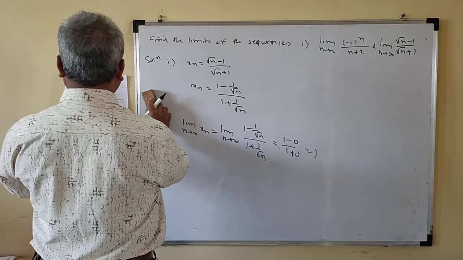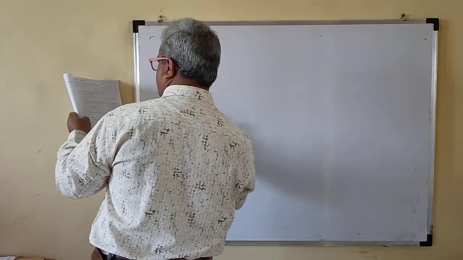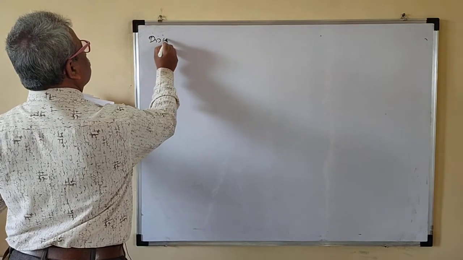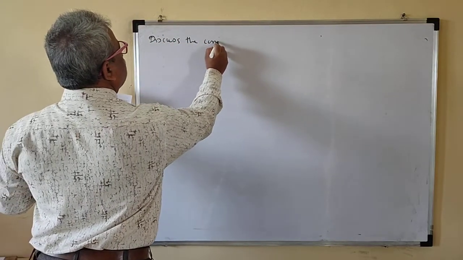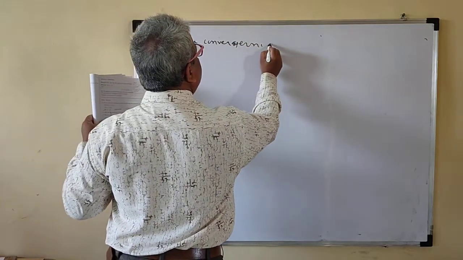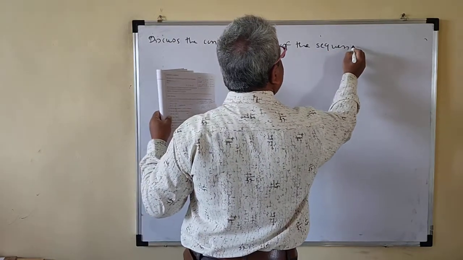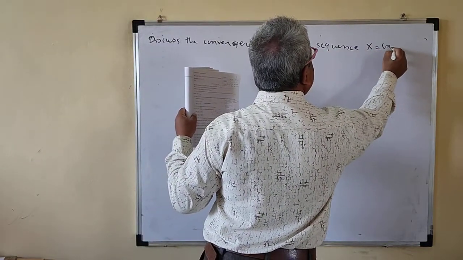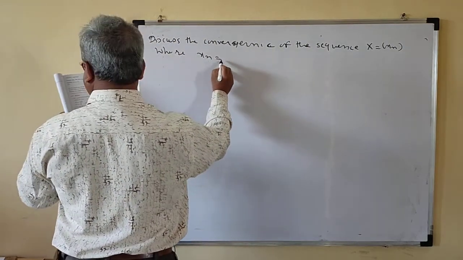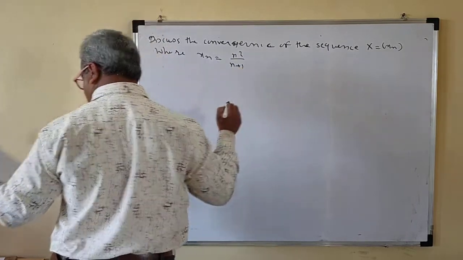Next, discuss the convergence of the sequence x equal to xn, where xn is equal to n square upon n plus 1.